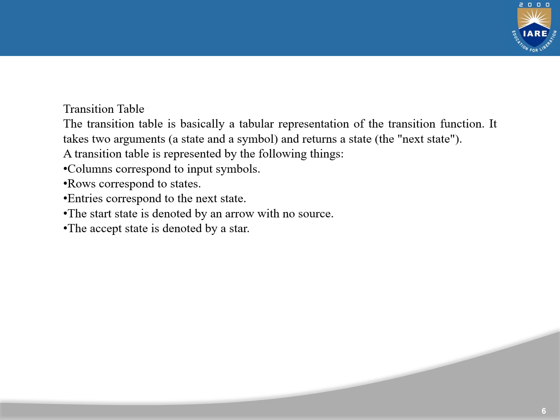Transition table. The transition table is basically a tabular representation of the transition function. It takes two arguments, a state and a symbol, and returns a state, the next state. A transition table is represented by the following things. Columns correspond to input symbols, rows correspond to states, entries correspond to the next state. The start state is denoted by an arrow with no source. The accept state is denoted by a star.